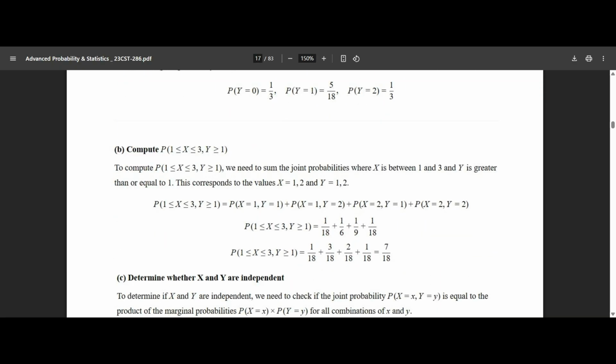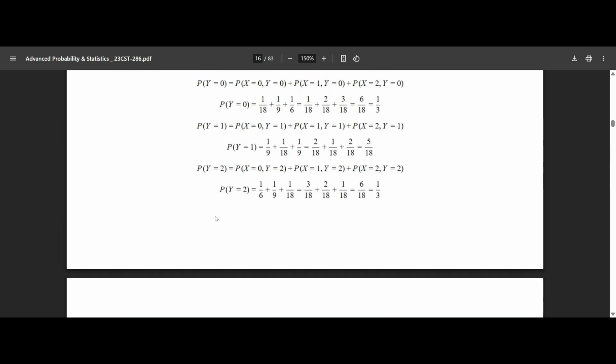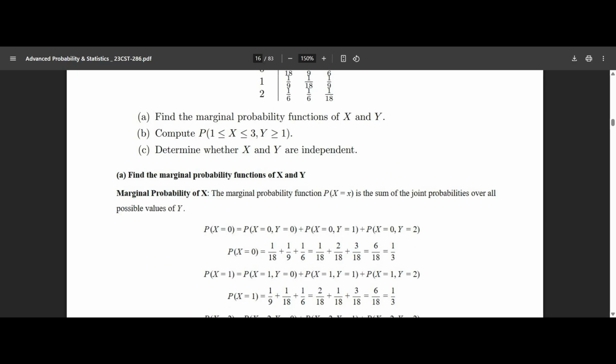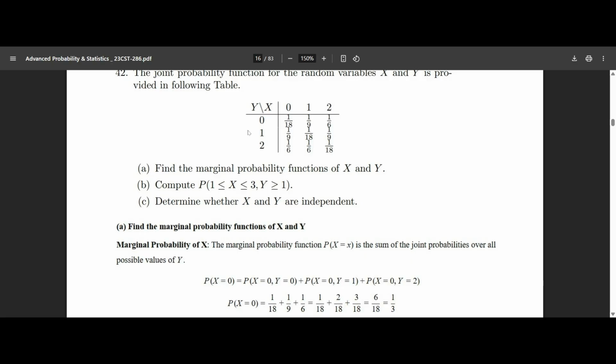Now, compute P when x lies between 1 and 3. That is its probability. Now, what does P of 1 less than or equal to x less than or equal to 3 mean? It means x can either be 1 or 2. 1 less than or equal to x less than or equal to 3, so x can assume values 1, 2 and 3. Clearly 3 is out of range here because x is only 0, 1 or 2. So 1 and 2 are the only options that x can take up.